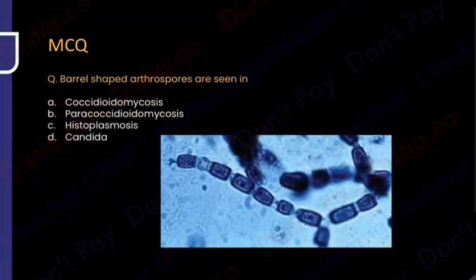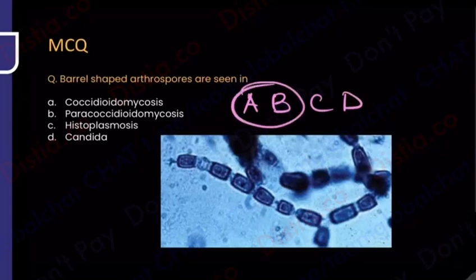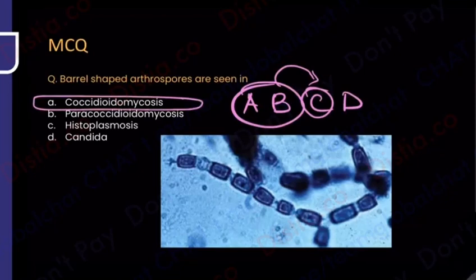Barrel-shaped arthrospores are seen where? So I can very well see that there is a mnemonic called ABCD. Barrel-shaped arthrospores are seen in the desert rheumatism or coccidioidomycosis. You can see the barrel-shaped out here. Very, very simple to identify. Okay, let's pick up 2-3 quick one-liners.